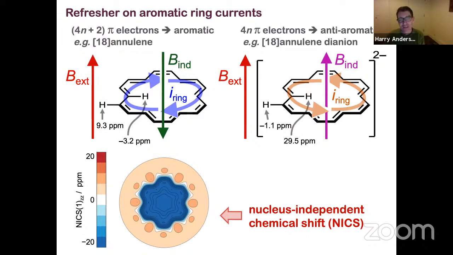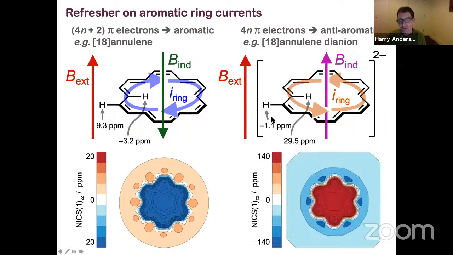So for example, if you take this 18-annulene molecule and you reduce it twice to make the dianion, now rather than having 18 pi-electrons, it has 20 pi-electrons, and the ring current goes in the opposite direction. So it reinforces the external field inside the ring. And that means that the proton, which used to resonate at -3, now comes at almost +30 ppm, and the one that was at 9 comes at -1. And you can also see this from the calculated NICS plot. It's now shielded on the outside and de-shielded on the inside.